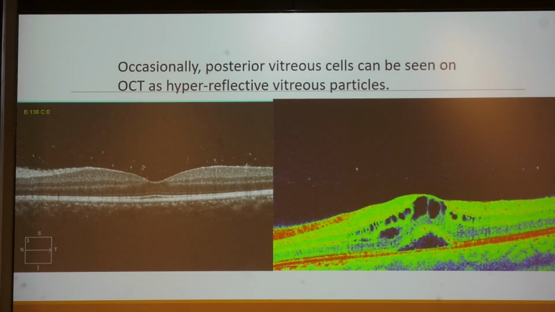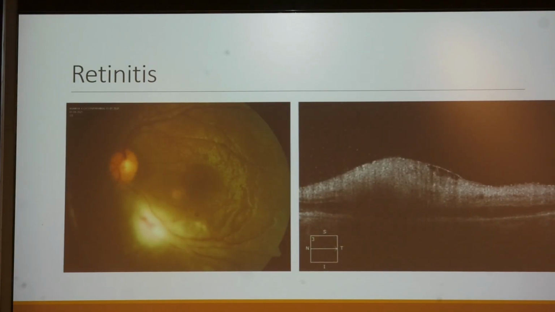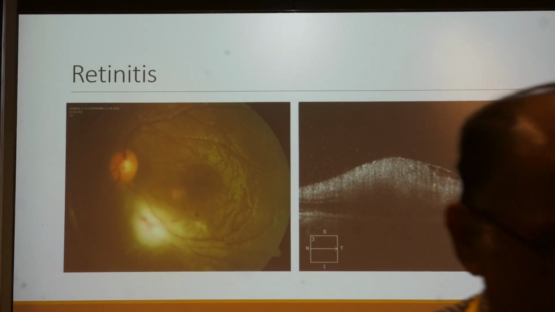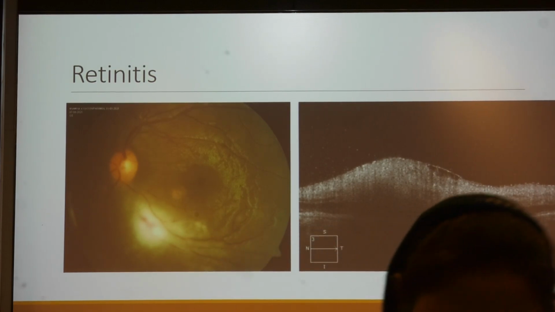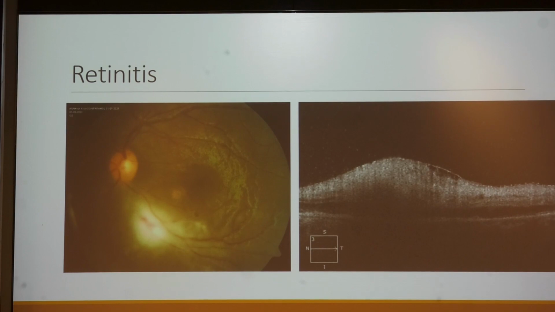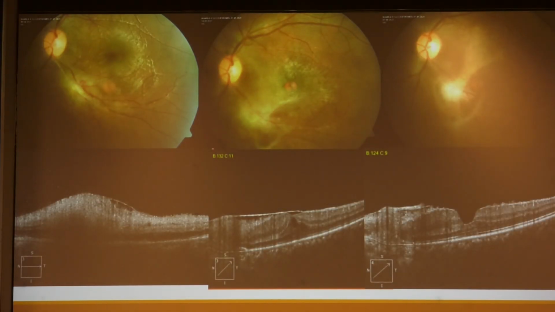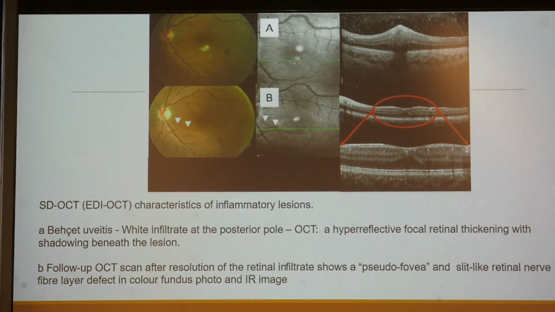Now coming to posterior uveitis, occasionally posterior vitreous cells can be seen in an OCT as hyperreflective vitreous particles with or without CME. Now coming to a retinitis lesion, OCT shows hyperreflective thickening of the retinal layers with shadowing, and in this picture you can see posterior vitreous cells also shows an active retinitis lesion, and the same lesion responding with treatment showing thinning of the lesion and disappearance of the vitreous cells.